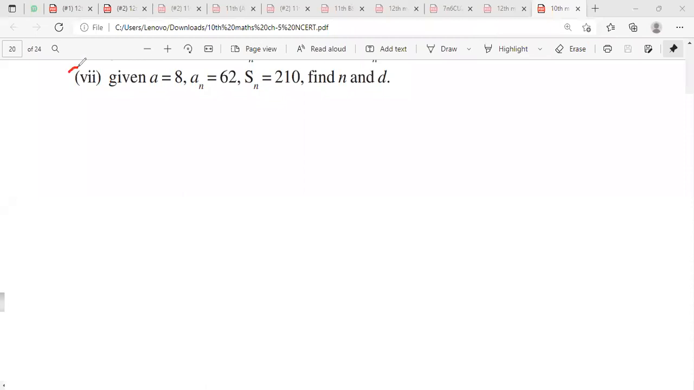So next part is part 7. Value of first term, that is 8, has been given. Value of an has been given, that is 62. Sum of n terms has been given, that is 210. We have to find the value of n and d.